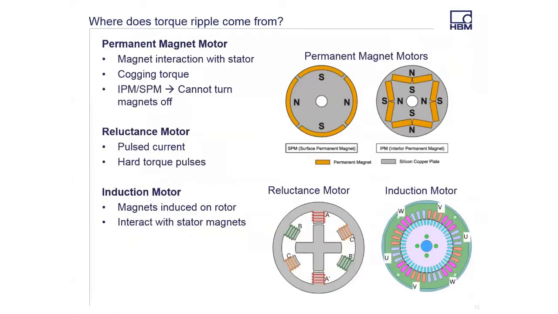Now the ripple can also come from the actual construction of the machine. A lot of us are going to be looking at permanent magnet motors, the permanent magnet motor really being the most popular for mobile applications or power dense applications where we really care about efficiency and power density. So in these machines, there's a magnet that has a DC magnetic flux, so it's always on. You can't turn this magnet off.